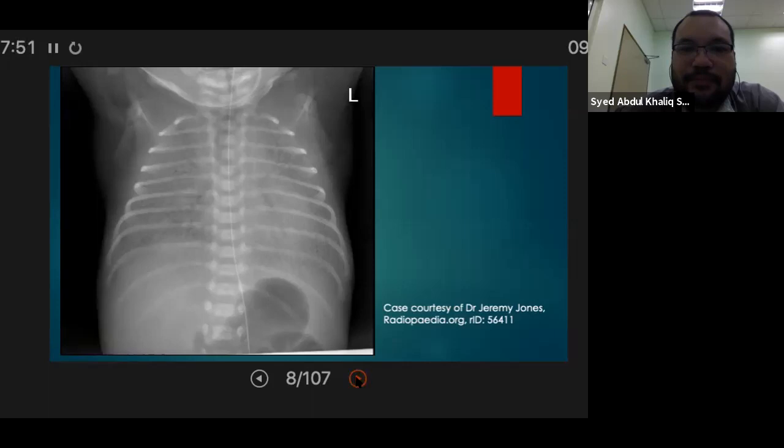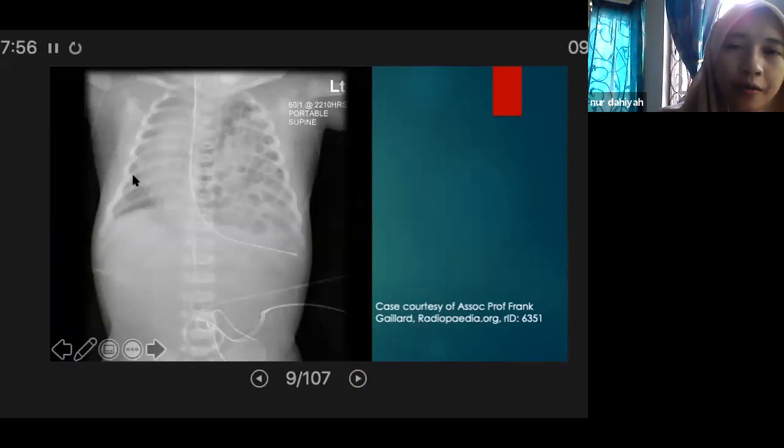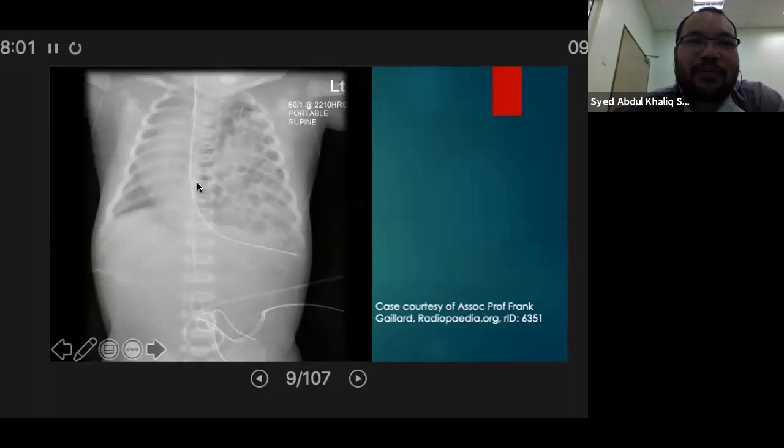What is this? Left congenital diaphragmatic hernia. So these are bowel. Sometimes there may be even liver inside there, but usually on the right side. So on the left side, there is no liver.